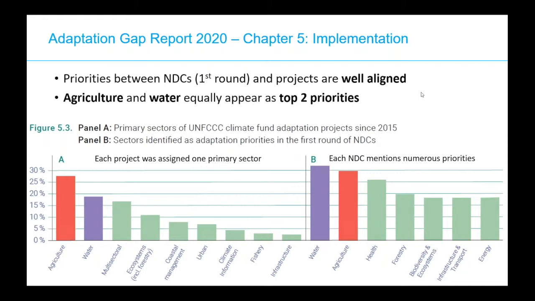Another finding is what are the top sectors that are addressed most often. On the left side, you see those from the projects, and on the right side of the diagram, we've compared them with the priorities mentioned in NDCs. That is the first round of NDCs. And you can see that the top two sectors in both cases are agriculture and water. So there's a good alignment between priorities in the NDCs and those addressed by projects from these three funds.